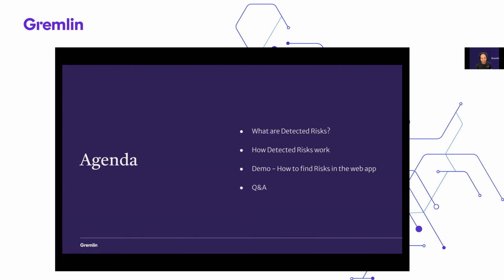So to jump right into it, a quick look at our agenda rather. I'll start with a short presentation about the topic, about what Kubernetes risks are and how they appear in Gremlin. I'll talk a bit about how they work, how Gremlin detects them, how they show up. I'll run through a demo showing how to find and fix these risks, and then I'll leave time at the end for open Q&A.